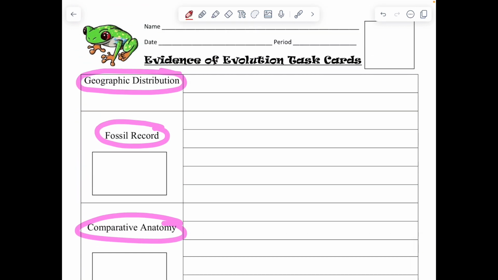So those are the different pieces of evidence. Then you have a bunch of cards with examples and numbers on them. There are 2 cards that would fit under geographic distribution. There are a total of 5 cards that would fit under the examples of evidence for fossil record. There is also a picture card. In this box right here, you're going to take a picture of the card that is evidence of the fossil record, and put that picture right in there on your document.